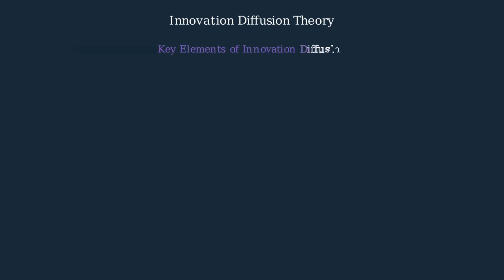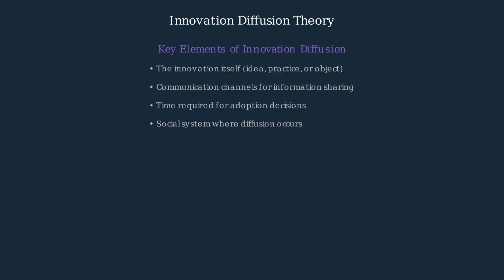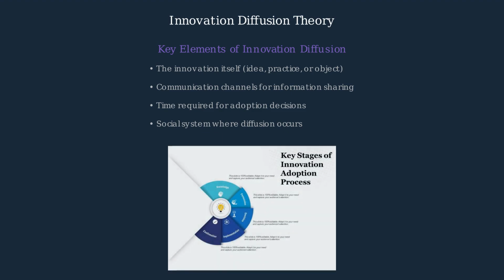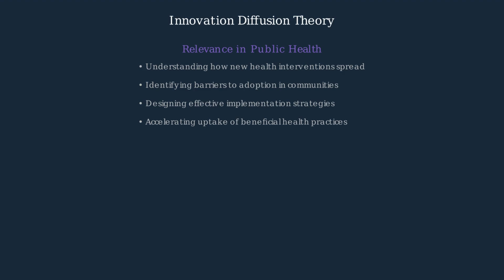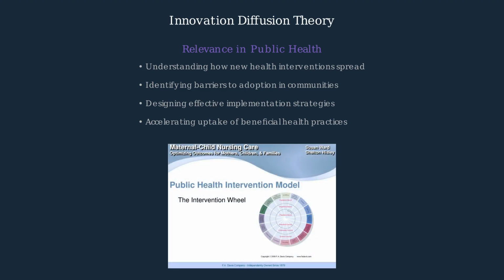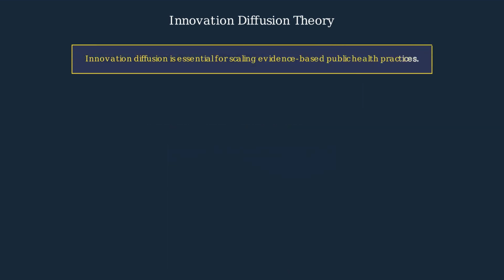Innovation diffusion comprises four main elements: the innovation itself, communication channels, time, and the social system where diffusion occurs. The innovation adoption process moves through several stages: knowledge, persuasion, decision, implementation, and confirmation. In public health, understanding innovation diffusion is crucial for successfully implementing interventions and improving population health outcomes. Public health practitioners use innovation diffusion principles across various intervention types, from individual education to policy development and community organization. Innovation diffusion theory is essential for scaling evidence-based practices and achieving widespread public health impact.